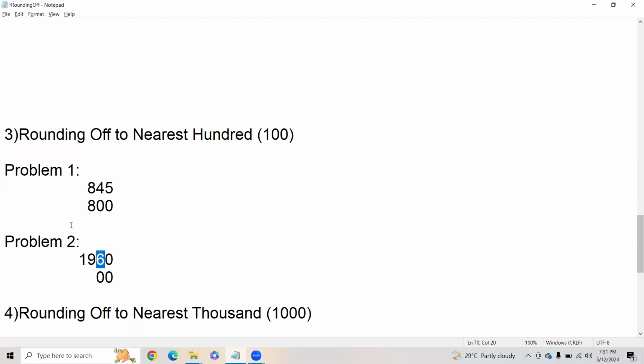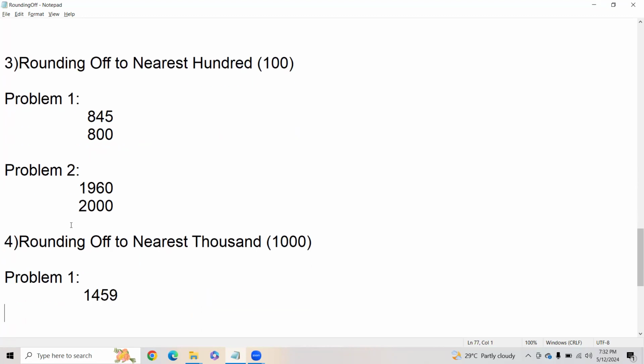Now 6 is greater than 5. So whenever the number is greater than or equal to 5, we know that remaining part we need to increase by 1. So what is the remaining part here? For 60, we have already written 00. So remaining part is 19. So if you do 19 plus 1, you will get 20. So our answer for 1960 to round it off to nearest 100 is 2000.